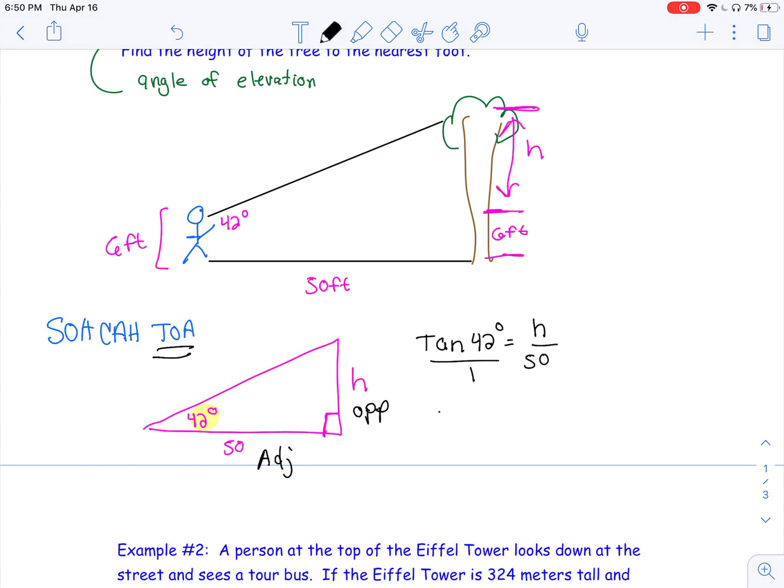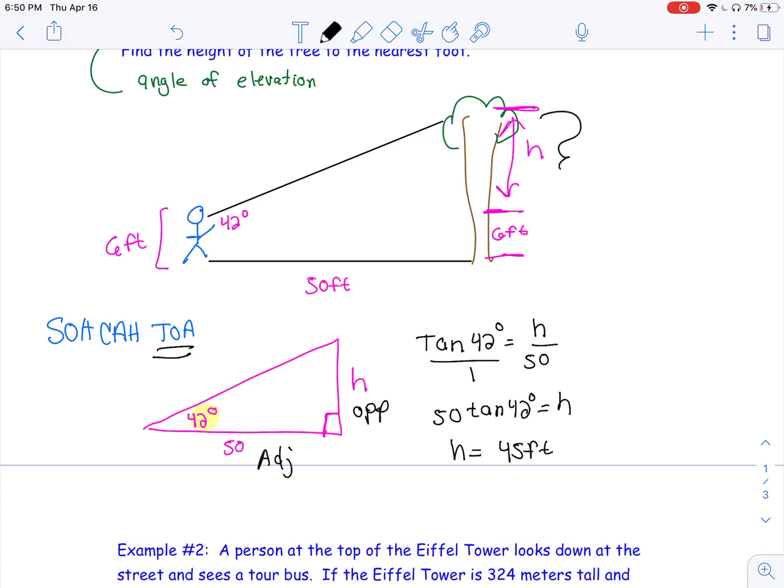So we're going to cross multiply. So I get 50 tan 42 degrees equals h. And I can do that on my calculator. So I'm going to get 50 tan 42, and I get 45. So the h is 45 feet.